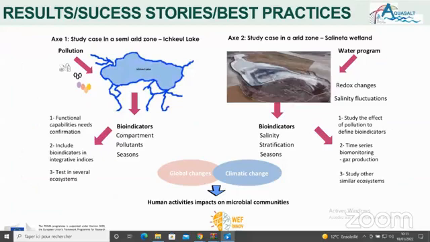growth. The main results of the project are in the case of Ischgl Lake, which is a semi-arid area subjected to pollutants from agricultural and also industrial activities. We have characterized bioindicators of compartment pollutants and seasons. And we have to confirm some functional capabilities and include bioindicators in integrative indices and test these indicators in several ecosystems. In the case of Salinita, which is an arid area characterized mainly by redox changes and high salinity fluctuation, bioindicators of salinity, stratification, and seasons were defined.